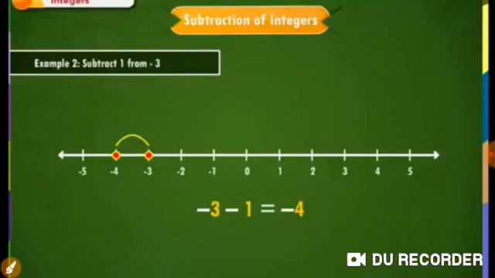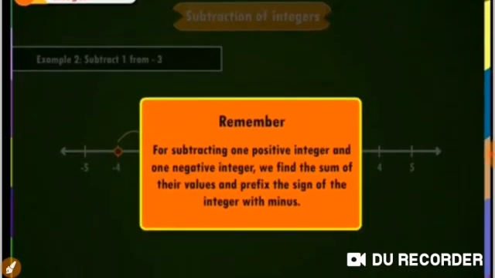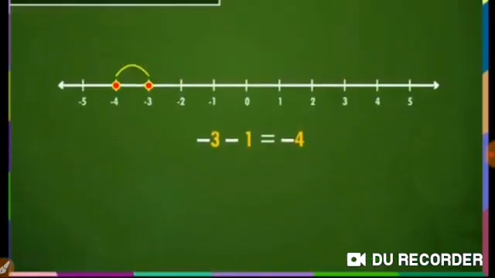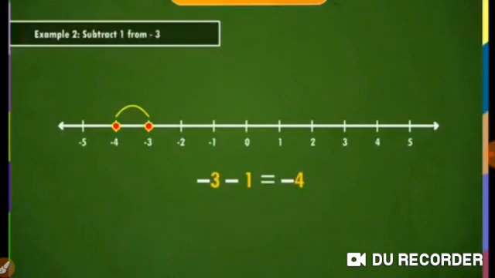Now let us see the rule for this. Remember, for subtracting one positive integer and one negative integer, we find the sum of their values and prefix the sign of the integer with minus. So when we are subtracting one positive integer and one negative integer, what do we do? We find the sum and the sign is minus.